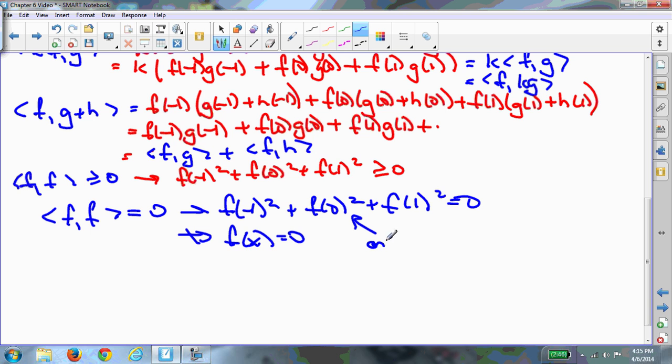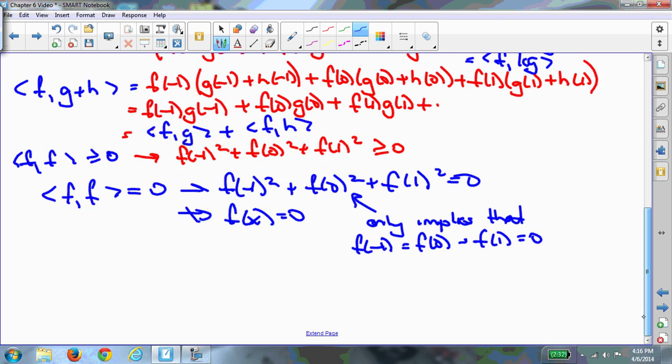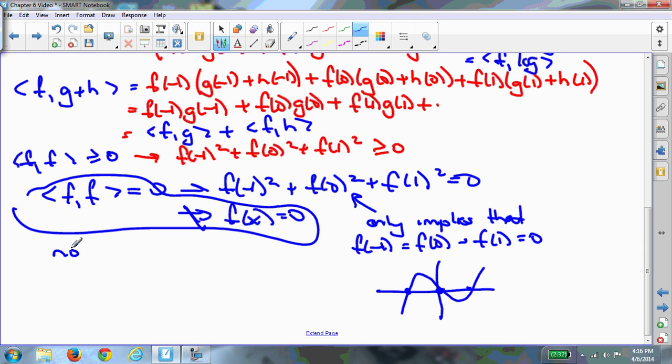This only implies that f of negative 1 and f of 0 and f of 1 equals 0. But since f is a continuous function, I could have a continuous function where f of negative 1, f of 0, f of 1 are all equal to 0, and f of x itself is not equal to 0. So since this is not satisfied, this is not an inner product space. At least using this definition that we have here.